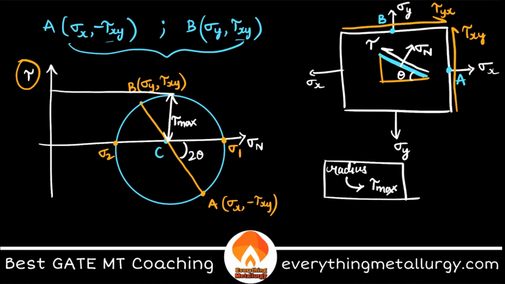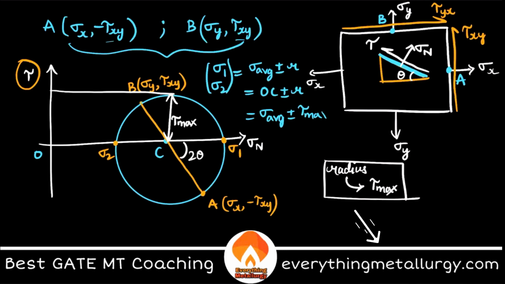Okay. So you can easily see that sigma 1 and sigma 2 is actually equal to, what can I write? Sigma average plus or minus R. Or in other sense, I can write this as, let's say this is OC plus or minus radius. Okay, so O is the origin, C is the center. Okay, and again, R we already know. I can write sigma average plus or minus tau max. So this is a simple way to actually calculate the principal stresses from the Mohr circle.